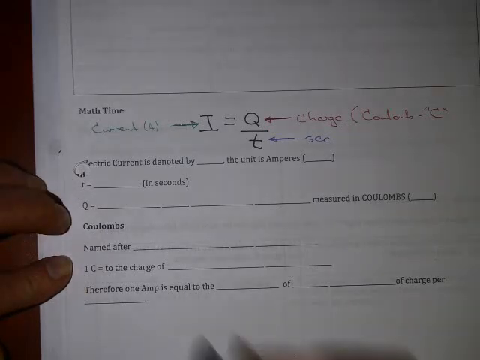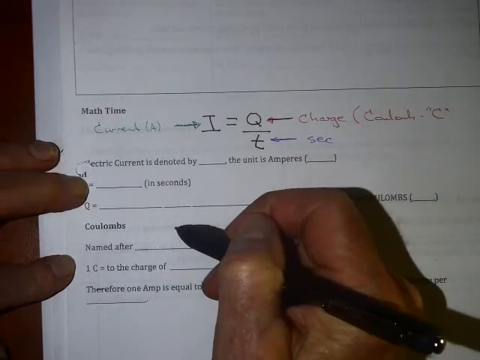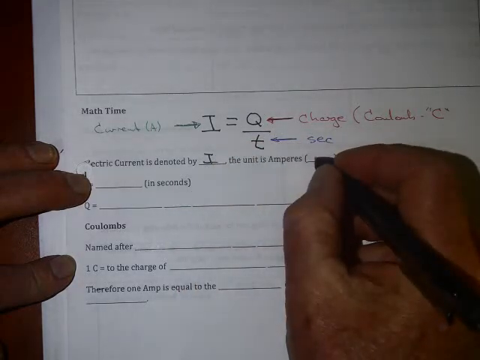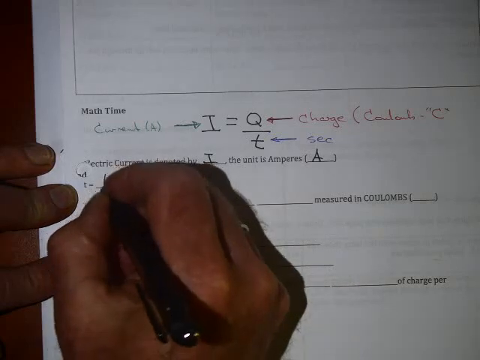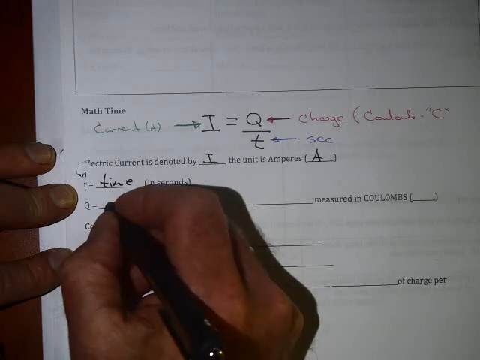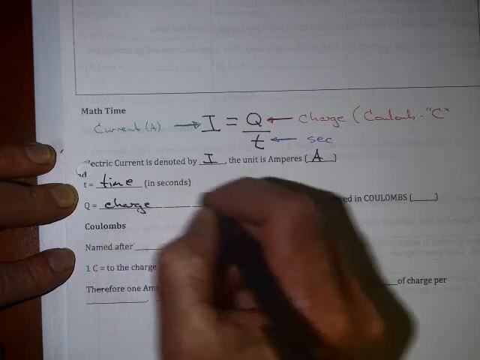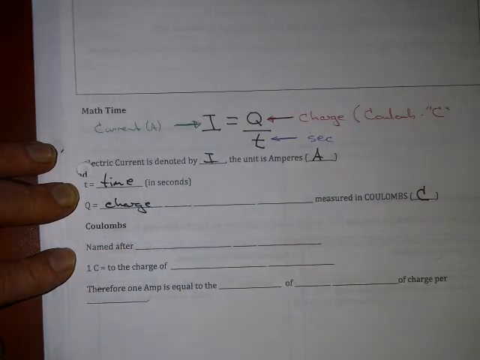Okay, so let's just finish off these notes. I think this is sufficient. So electric current is denoted by I. Unit is amperes, and that's A. T is time in seconds. Q is the quantity of electric charge, or electric charge. And this is measured in coulombs, which is capital C.